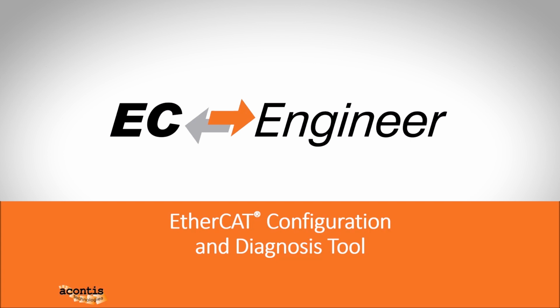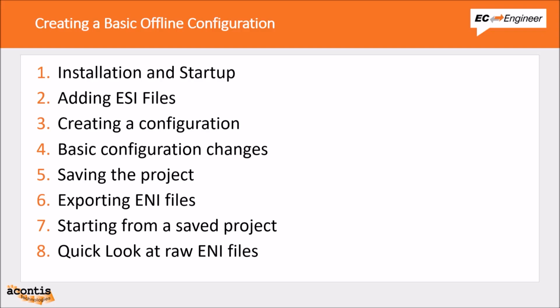Over the course of these videos, we will cover a variety of topics to help you get started and use EC Engineer. In this first video, we will walk you through installing the software, working with ESI files, and creating a basic offline configuration. In future videos, we will cover more advanced configuration topics along with diagnostics and troubleshooting, so be sure to check those out as well.